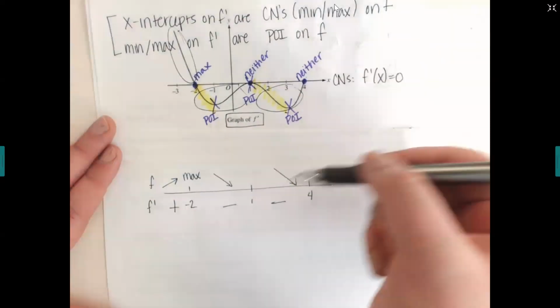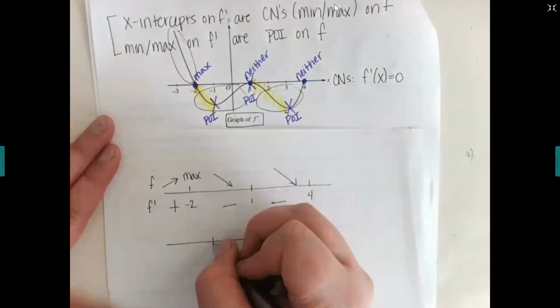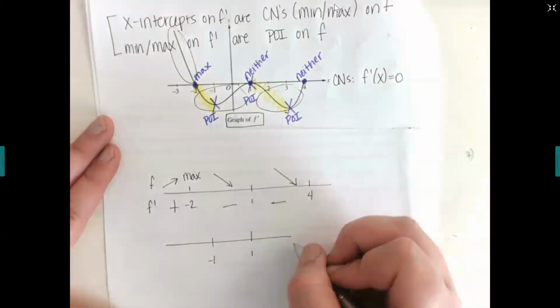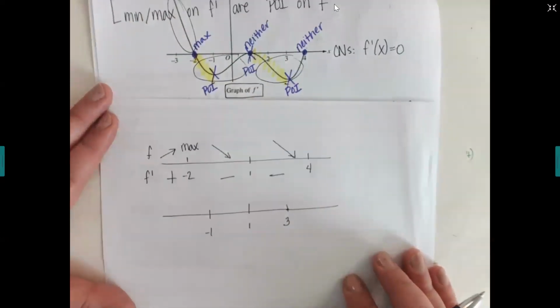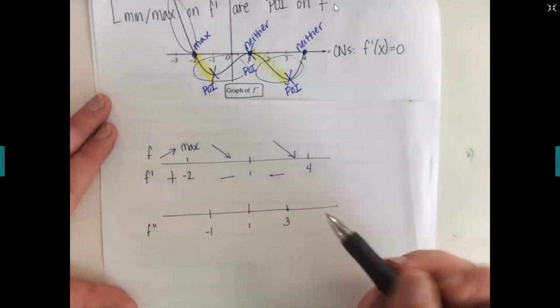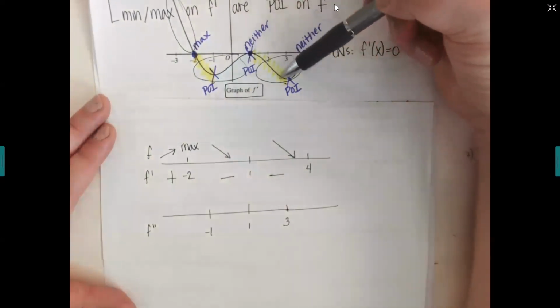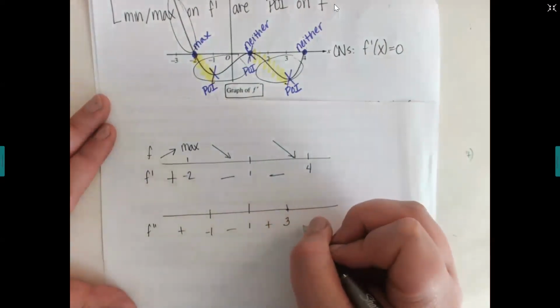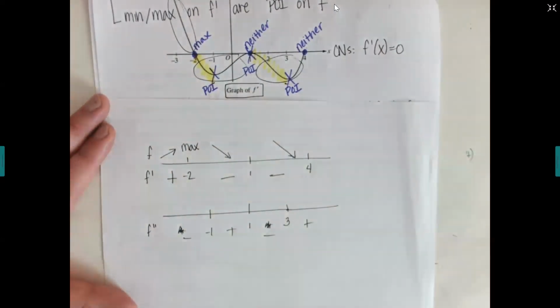Now let's do f double prime. F double prime is the slope of this graph. So I'm going to put my critical numbers, which were my x's: one at negative 1, one at 1, and one at 3. Now remember that for the f double prime graph, we're looking at the slope of this graph. So I started down, up, down, up. So minus, plus, minus, plus.